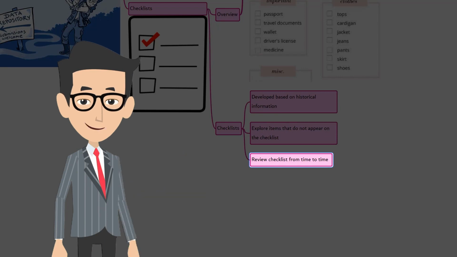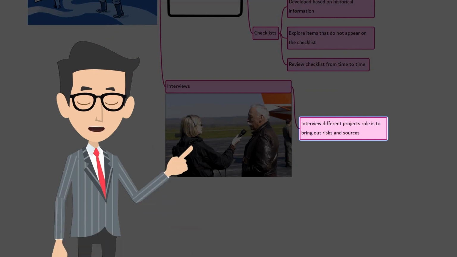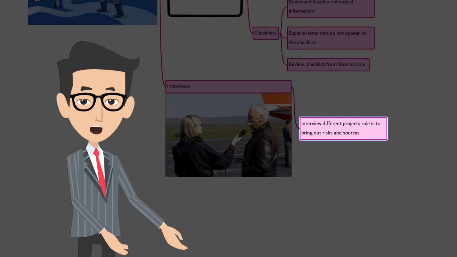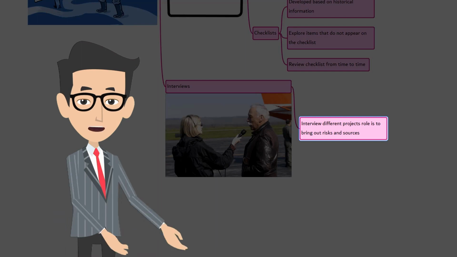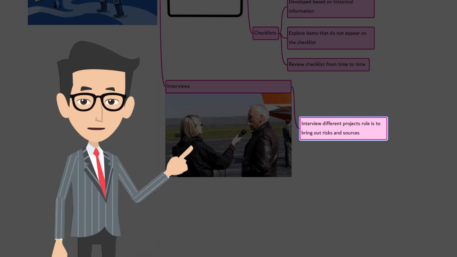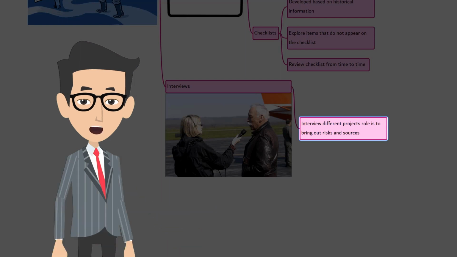Third, interview. Individual project risks and sources of overall project risk can be identified by interviewing experienced project participants, stakeholders, and subject matter experts. Interviews should be conducted in an environment of trust and confidentiality to encourage honest and unbiased contribution.